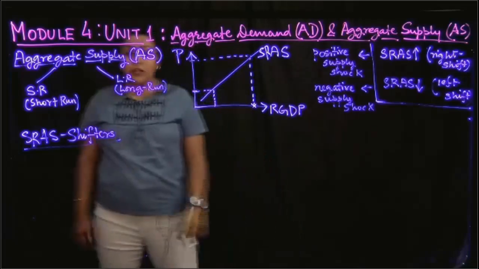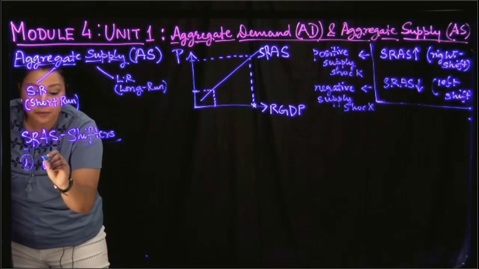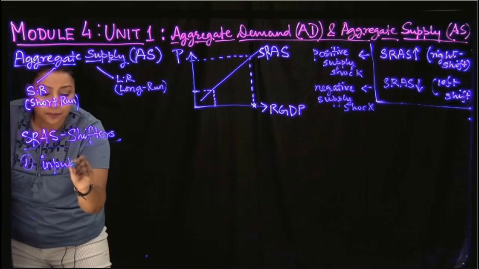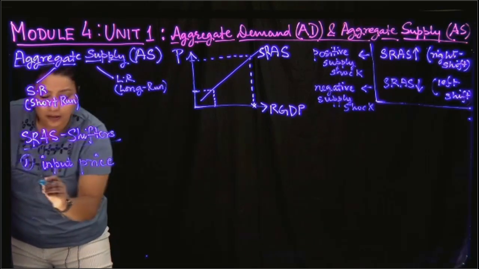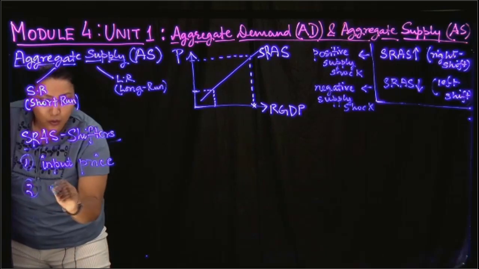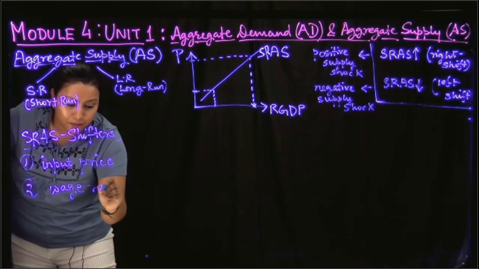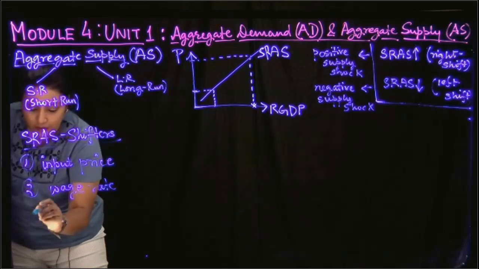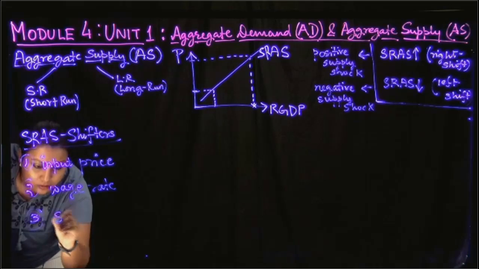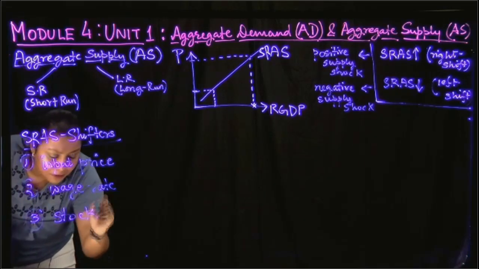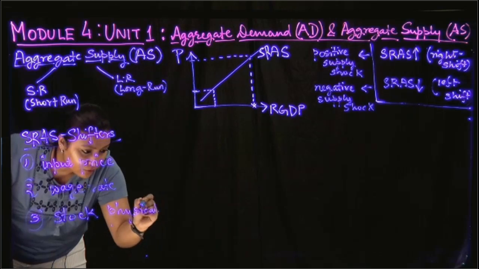Okay. Now what are the short run aggregate supply shifters? The first is input prices in the economy. The second is the wages or the wage rate in the economy. Okay. The third is your stock of physical capital for businesses, the capital stock for businesses.